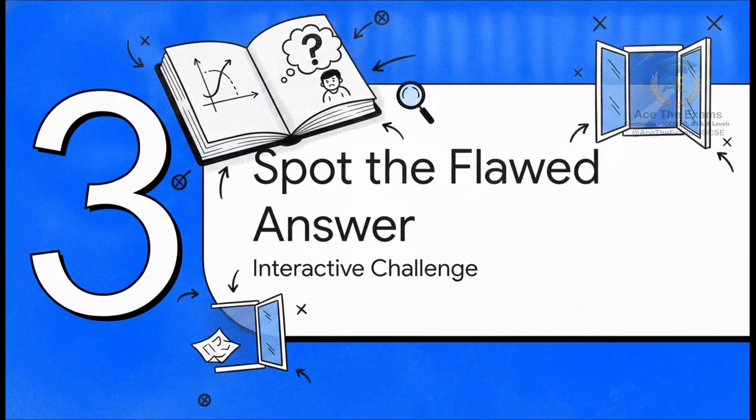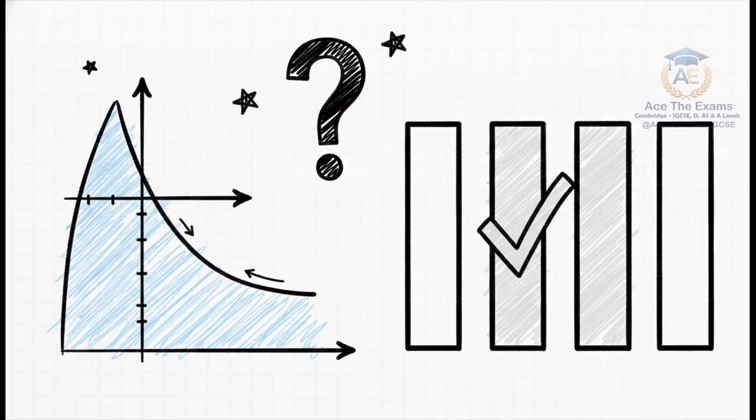Section 3. Spot the flawed answer. All right, let's put this into practice. I want you to actively engage with this explainer right now.